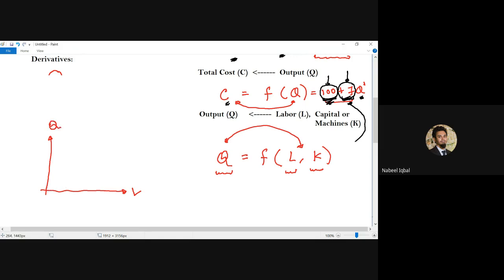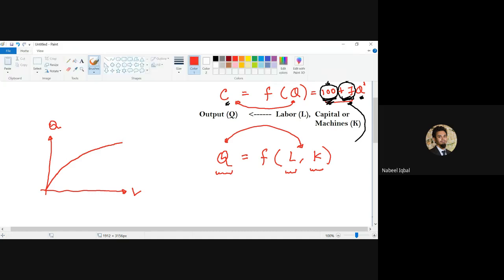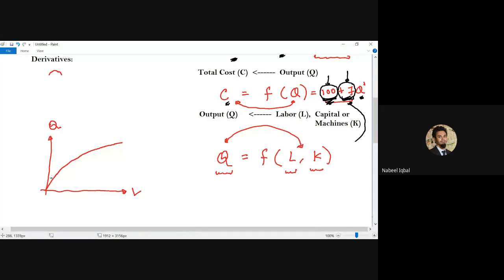We know from basic economics that initially the output increases rapidly, but later on the output increases, but it increases by lesser and lesser amount. So this graph is telling us that initially the output increases more, later on the output increases much less. So definitely this is a non-linear relationship. How can we represent it mathematically?